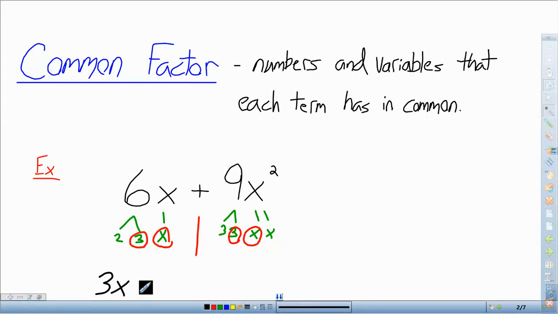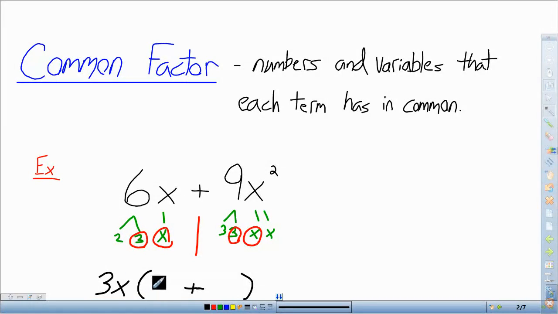After we figure out what that common factor is, the way I think of it is that we're taking a 3x out of both of these terms. We're factoring it out of both of them. We need to write what's left over after we take a 3x out of both of the terms, and the way we show that is in parentheses. We need to show what's left of the 6x and then what's left of the 9x squared. This plus sign is going to stay in the center. Sometimes I like to write that first. But if we take a 3x out of a 6x, what are we left with?